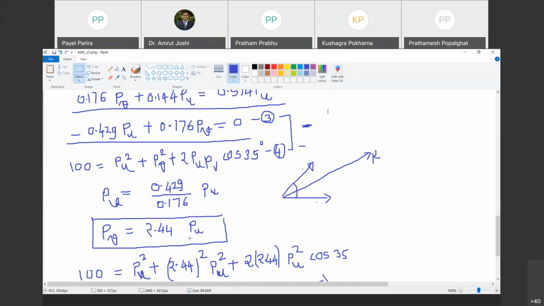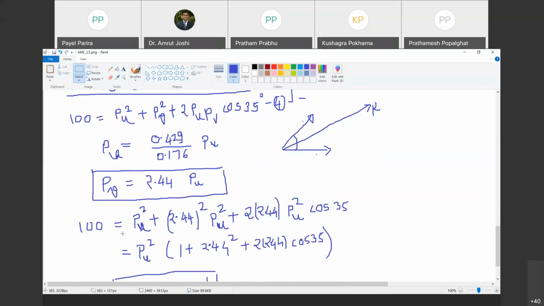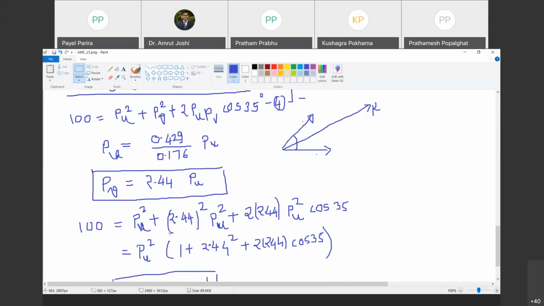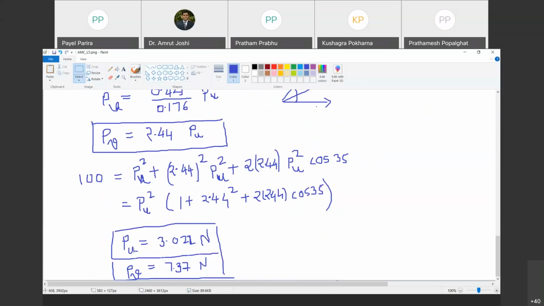So that is substituted in the fourth equation. If you substitute that, the only unknown that remains is PU. Do you agree with me? And once we get PU from this equation, then we get PV by multiplying it by 2.44. Now is it clear? Yes, so that is what has been done. So PU is equal to 3.022 Newton and PV is equal to 7.37 Newton.